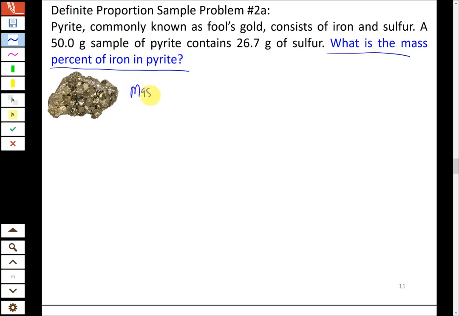And as we just defined, the mass percent of iron in this is going to be the mass of iron in the sample divided by the total mass of the compound pyrite.